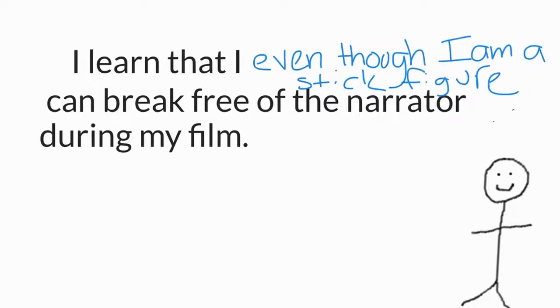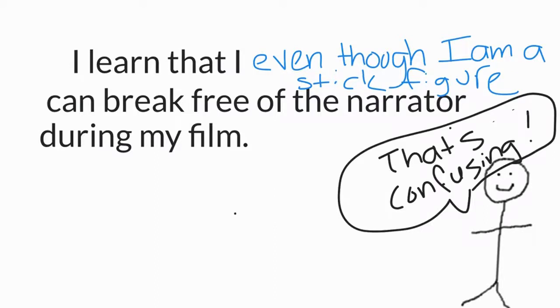So Arnold, we could interrupt your sentence with my extra information. So we could say, I learned that I, even though I'm a stick figure, can break free of the narrator during my film. Well, Arnold, I think it's a little bit confusing because I've interrupted my sentence. I, as my subject, can break free is what I'm doing to give my extra information in the middle. But if I get some help from some punctuation, this won't be quite so confusing.